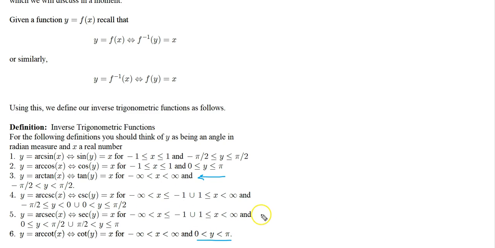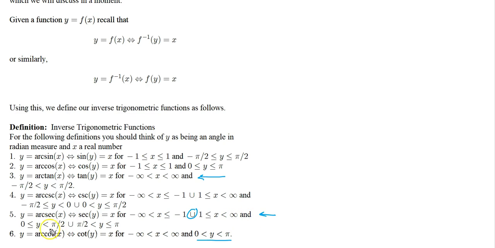Now here we have the definition for our arc secant function. So y equals arc secant of x if and only if secant of y equals x. Now you notice that x is supposed to be between negative infinity and negative 1, or from 1 to infinity. That union symbol right there, that means you just put both of these sets together. So the domain is both this set and this set together.